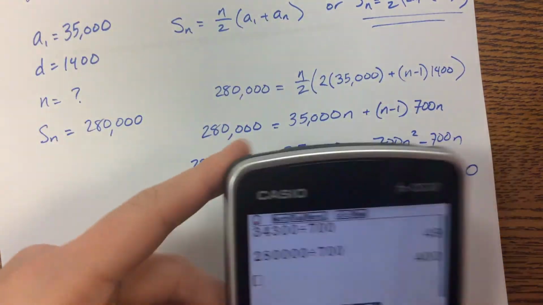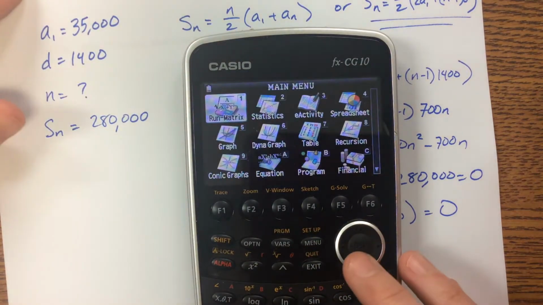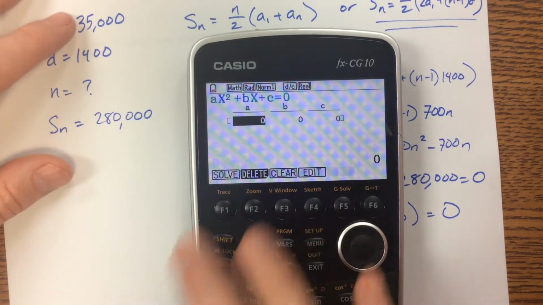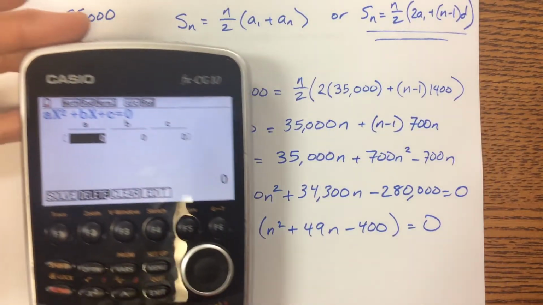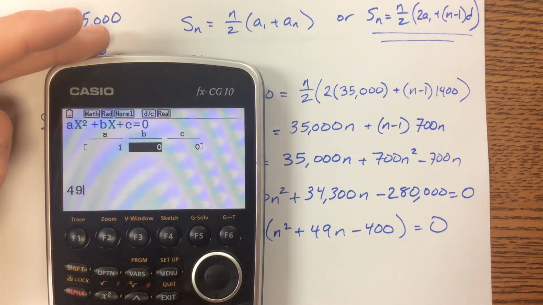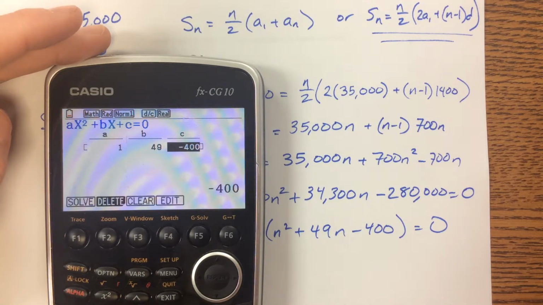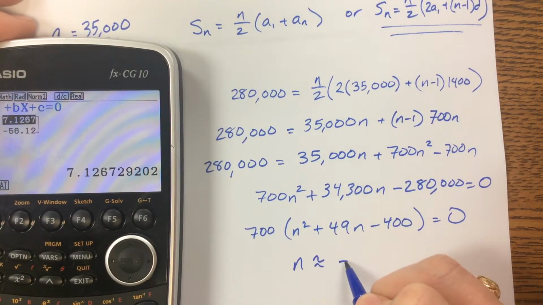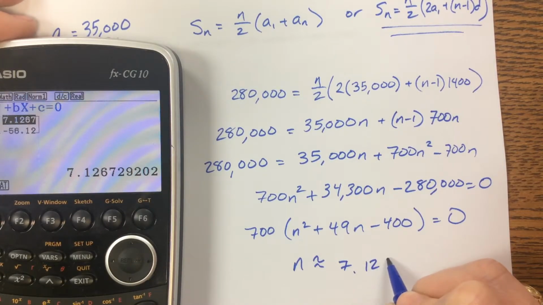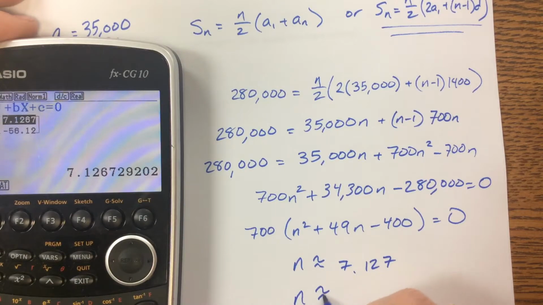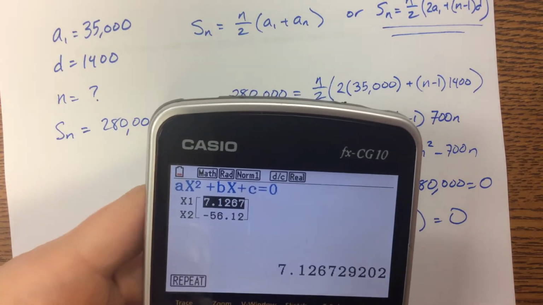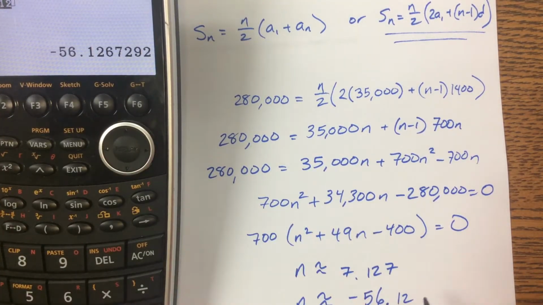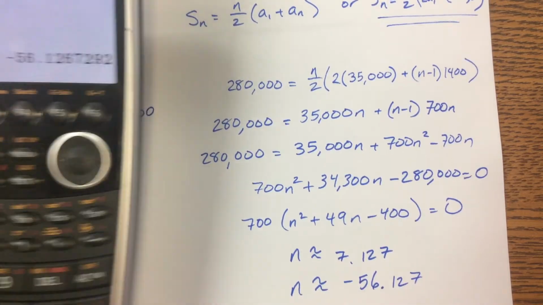Okay, really gross, but now I'm going to utilize my calculator again. I'm going to go menu and come down to equation. And this is a polynomial, so I'm going to hit on polynomial, degree 2. And my coefficients were 1, 49, and negative 400. Okay, so it gave me then n is approximately 7.127, or n is approximately negative, oops, sorry, you can't see it, negative 56.127 also. Sorry, there it is.